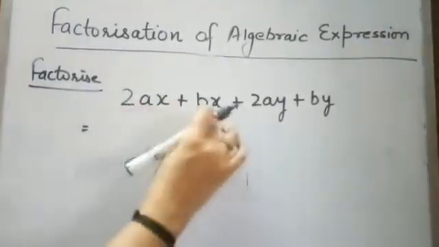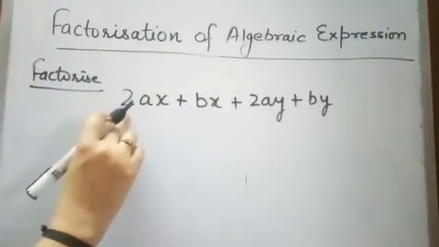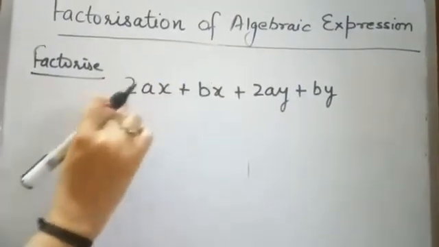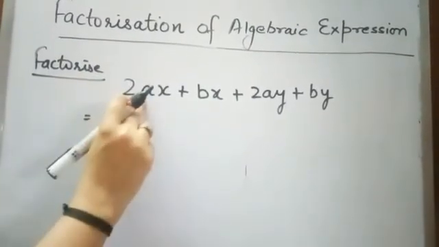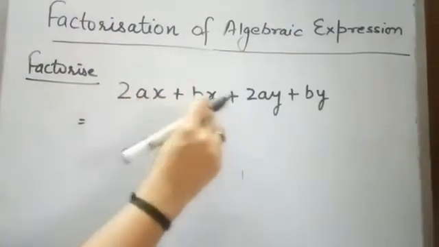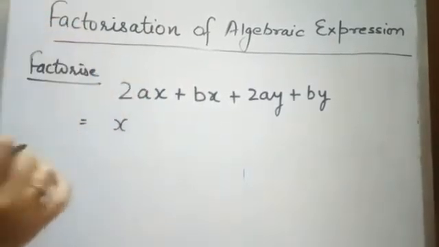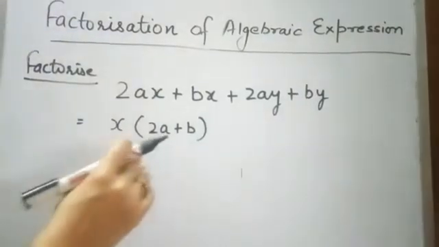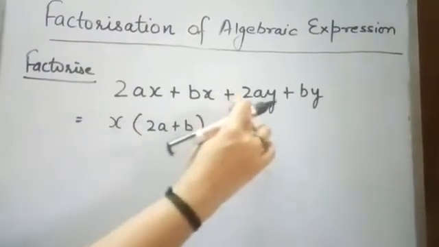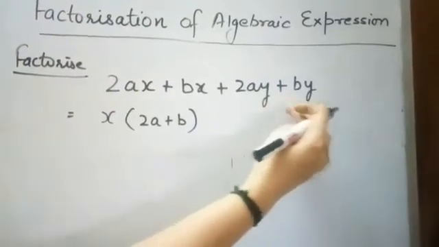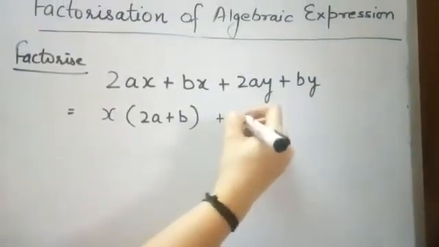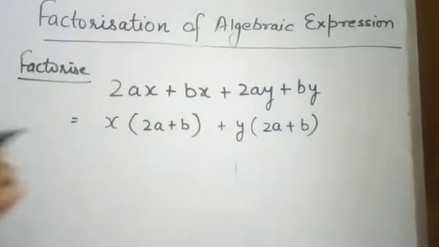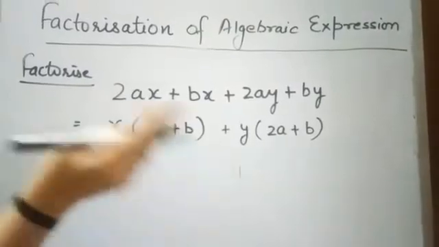Suppose I take first these two terms and I have to take out the common factor. The HCF of these two terms is x. 2, 1, 1, a is here, b is here, and x is common only. So the HCF is x. After taking out x from these two terms, we are left with 2a plus b. And if we look at the third and fourth terms, y is common, and then 2a plus b. I did the grouping of the terms and took out the common factor.